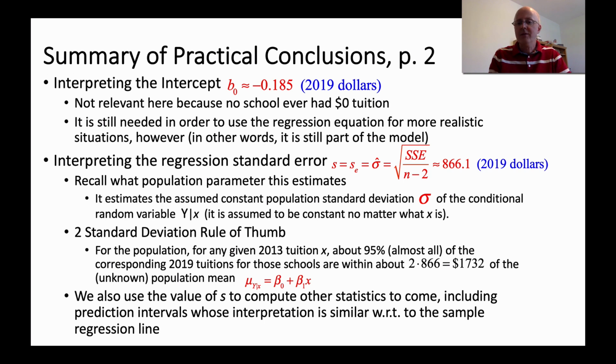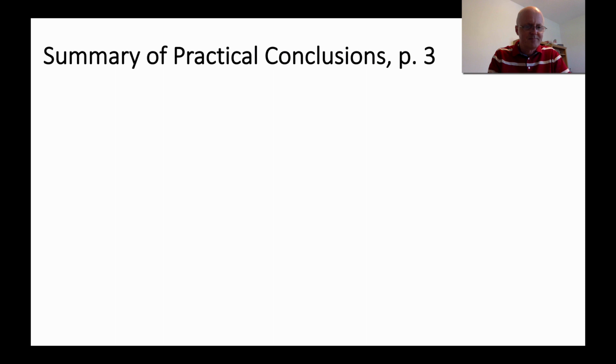We can also use the value of S, this 866.1, to compute other statistics that are going to come, again, including prediction intervals whose interpretation is similar with respect to the sample regression line instead of the population regression line. The population regression line is this mu equals beta 0 plus beta 1x. Beta 0 is the population intercept, beta 1 is the population slope, and we are trying to estimate that with the sample regression line.